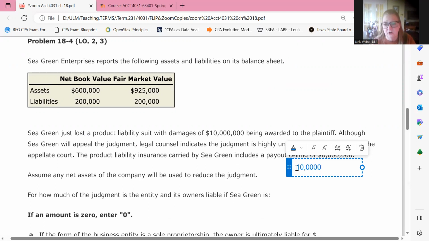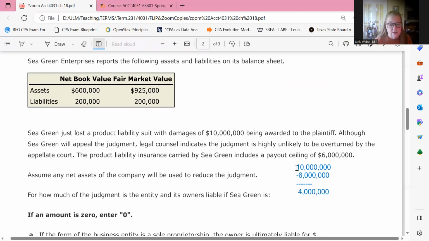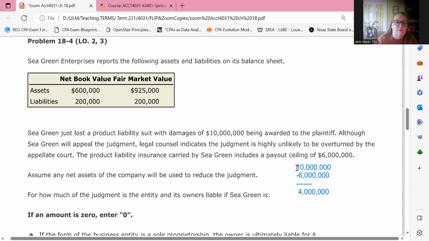So $10 million is the judgment, and the insurance company is going to pay $6 million. And that's going to leave a liability of $4 million. And this is when you want to be a corporation instead of a partnership, isn't it? Okay, so assume any net assets of the company will be used to reduce the judgment. Net assets is not talking about net book value, even though it says the word net. Book value is not really what the assets are worth, right?